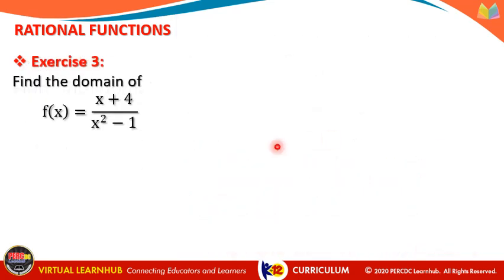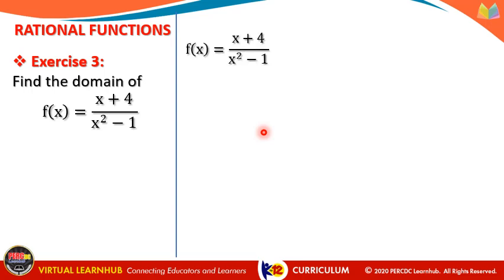Exercise number 3, find the domain of x plus 4 over x squared minus 1. Now, minsan, para makuha natin yung values ng x na magpapa-0 sa denominator, sometimes we need to do a little bit of factoring. Okay? So, i-factor out muna natin yung x squared minus 1. I hope naalala nyo pa. So, di ba, pag finactor out mo yung x squared minus 1, we will get x minus 1 times x plus 1. Okay? Sige. Ito nga yung tanong.